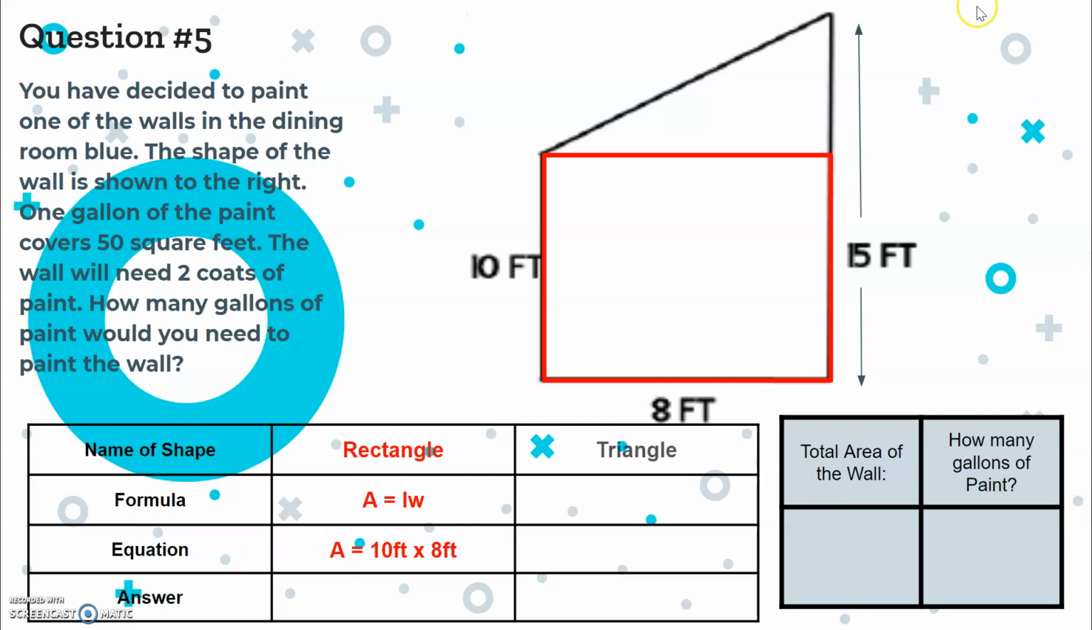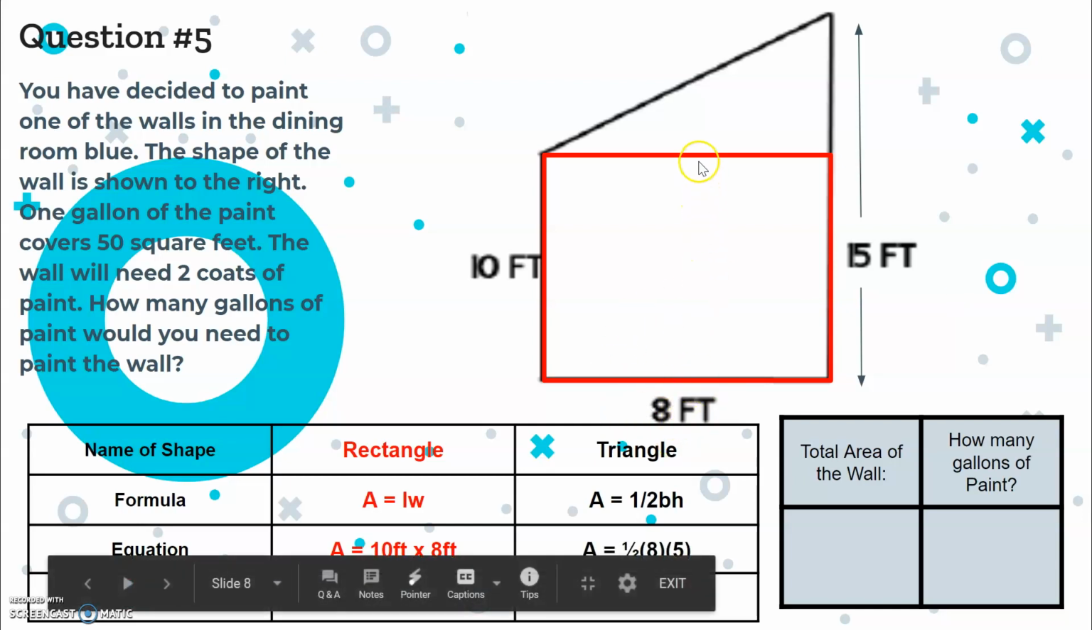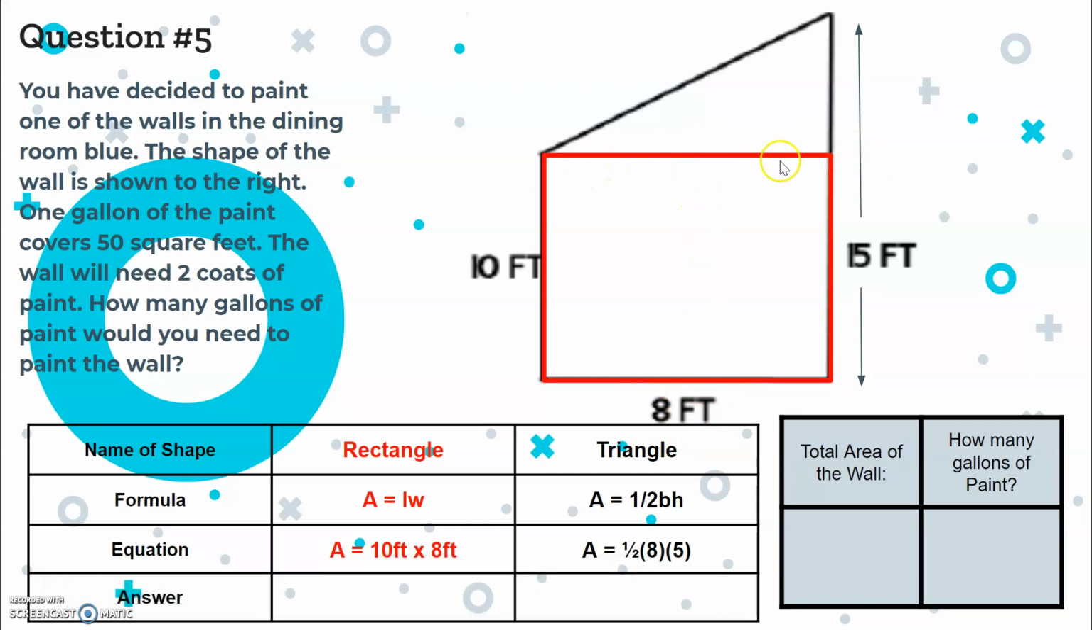The next shape I have that's left over right here is a triangle. My triangle's area equals 1/2 base times height. Now my base is 8 feet because I can take that 8 and it's the same length over here. My height I know is 5 feet because 10 minus 15 gives me that 5 feet right there. Then all I need to do is get 1/2 of 8, which is 4. 4 times 5 is my area.